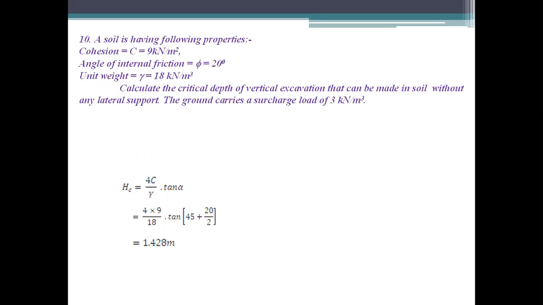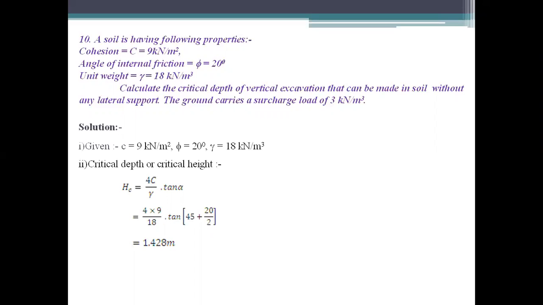Cohesion C equals 9 kilonewton per meter square. Angle of internal friction phi equals 20 degrees. Unit weight gamma equals 18 kilonewton per meter cube. Calculate the critical depth of vertical excavation that can be made in soil without any lateral support. The ground carries a surcharge load of 3 kilonewton per meter cube.